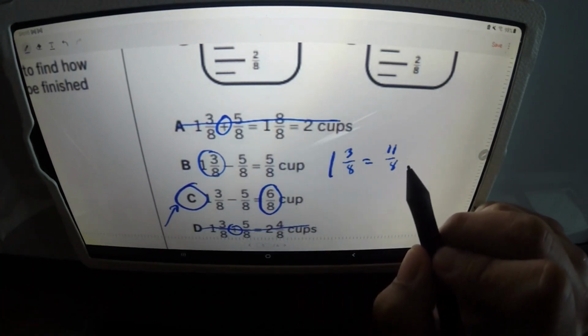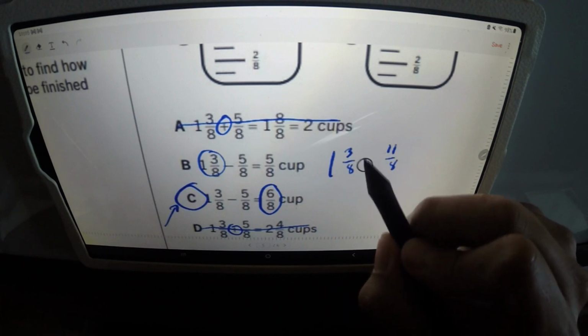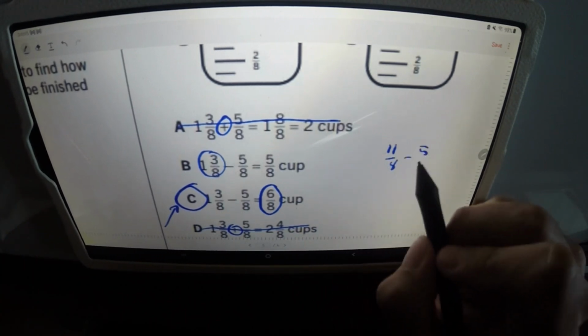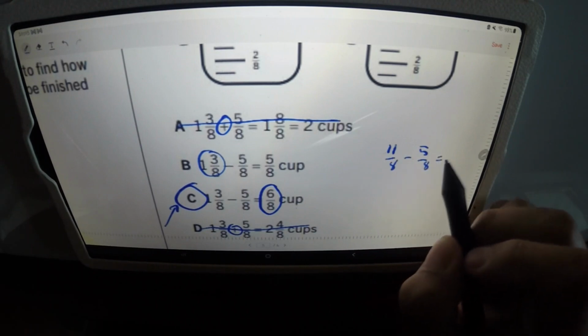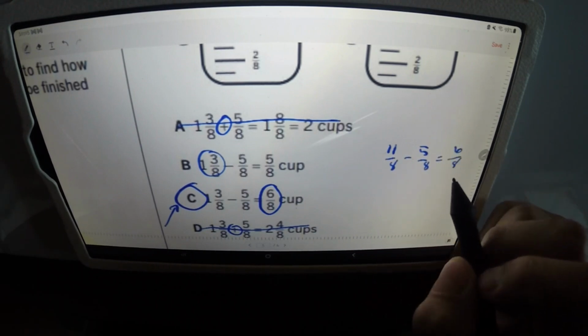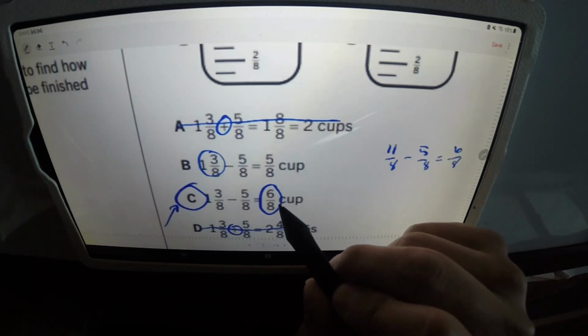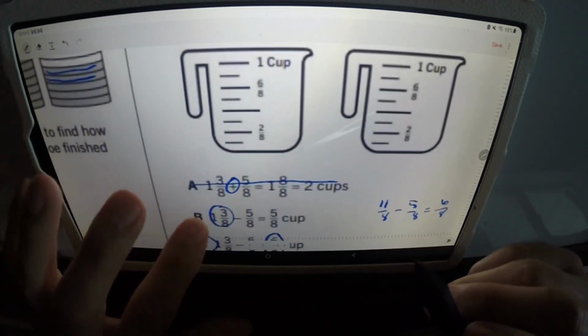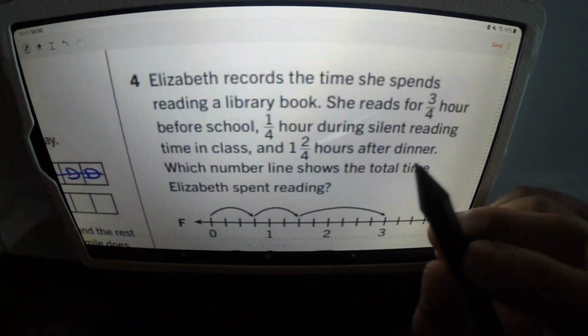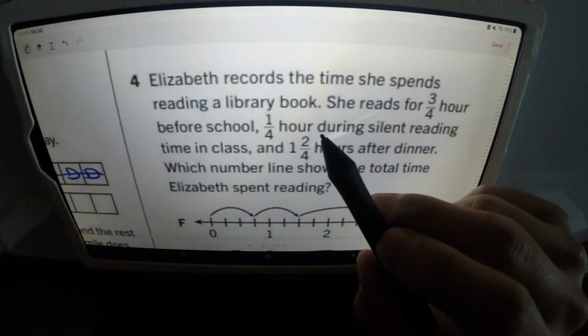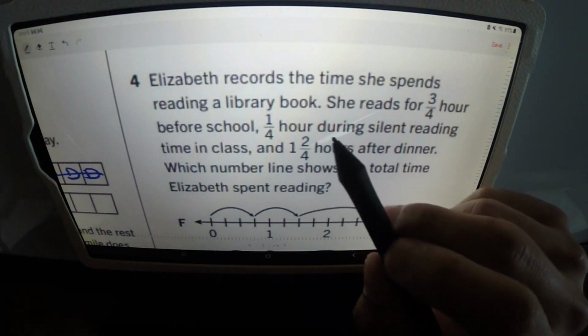Again, we have 11/8 minus 5/8 equals, and the denominators are the same. 11 minus 5 is 6, and then the denominator 8. So 6/8. That's how we got this answer right here. And that's number 3. Yes, number 3. And on to number 4. Elizabeth records the time she spends reading a library book.